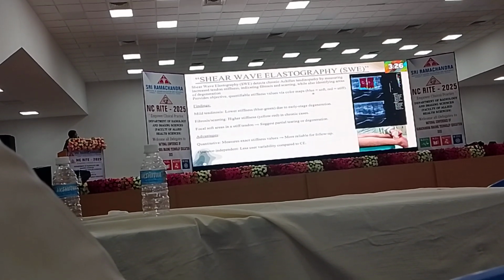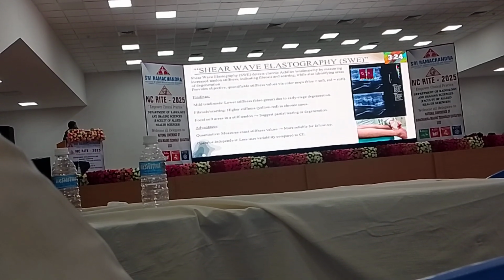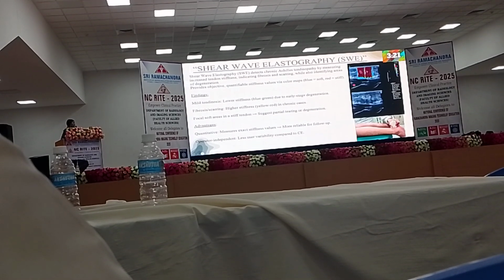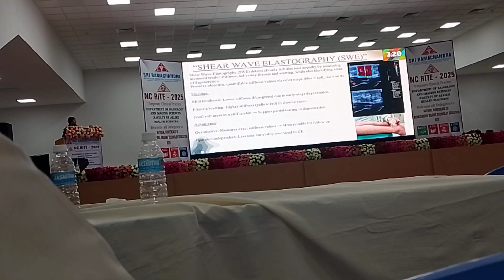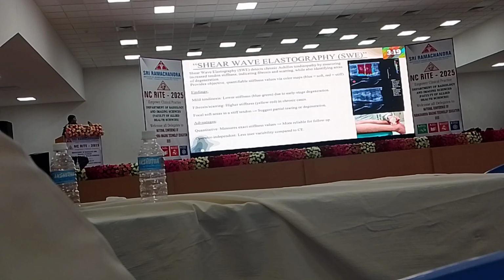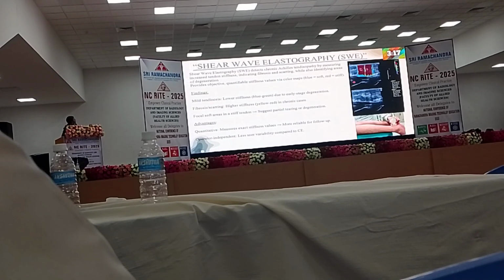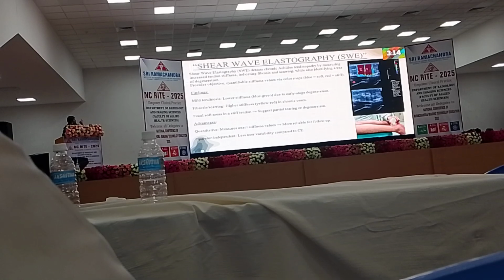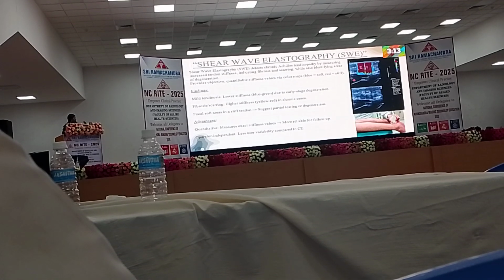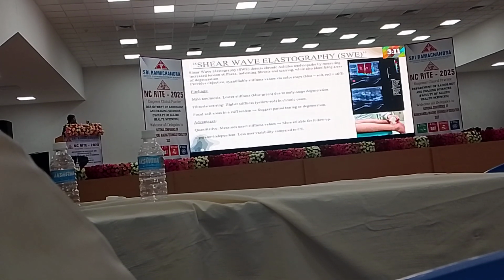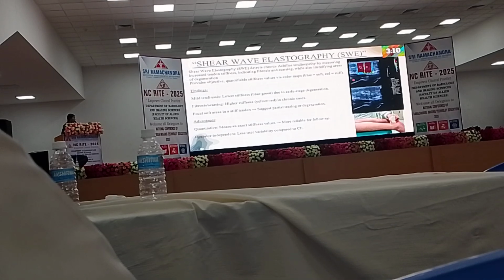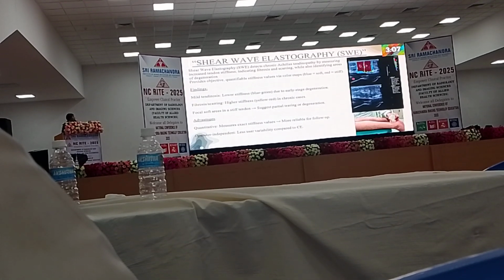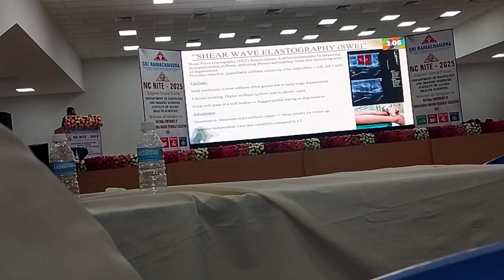Here are the findings. If the blue-green region is present in the tendon, it can be caused by a soft tendon, due to early stage degeneration leading to mild tendinosis. Here, we can also observe the yellow-red region showing very hard, very tough stiffness of the tendon, leading to fibrosis or scarring in chronic cases. Focal soft areas in a stiff tendon suggest partial tearing or degeneration.